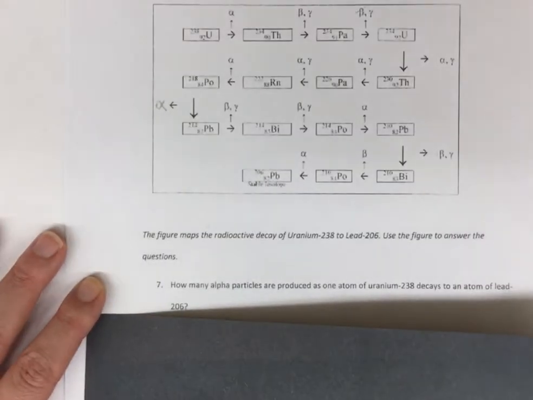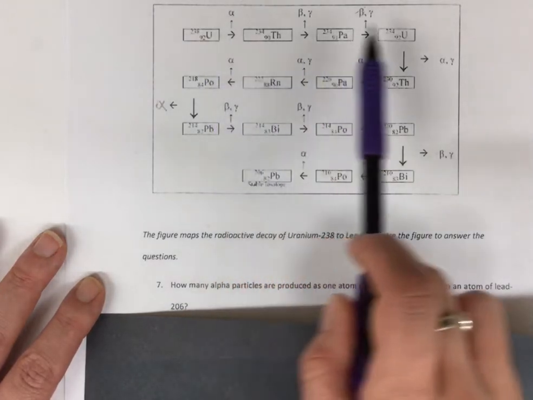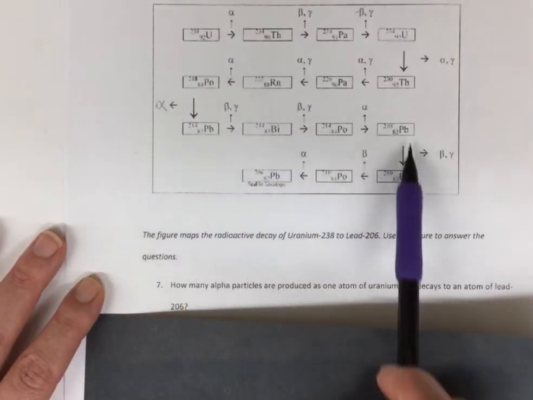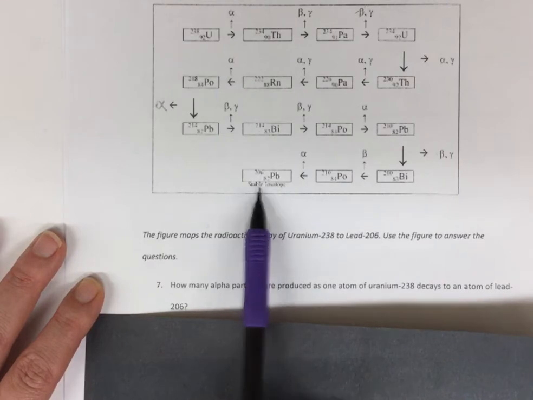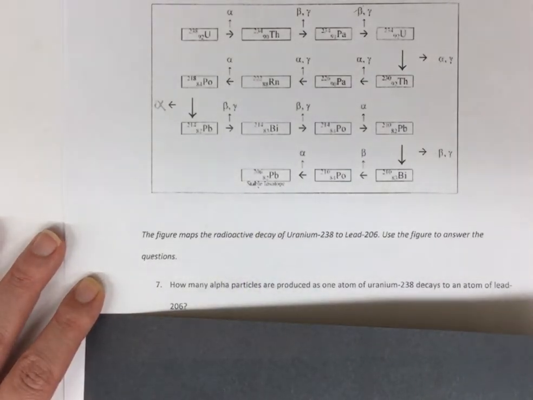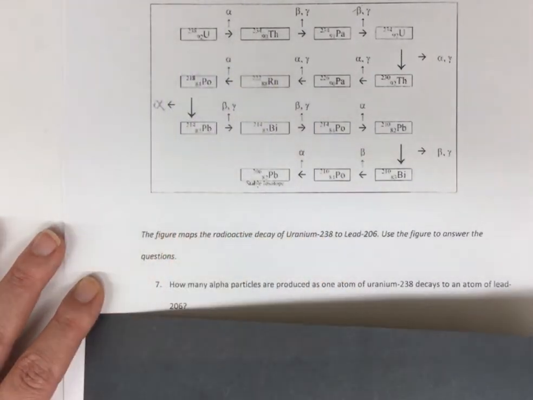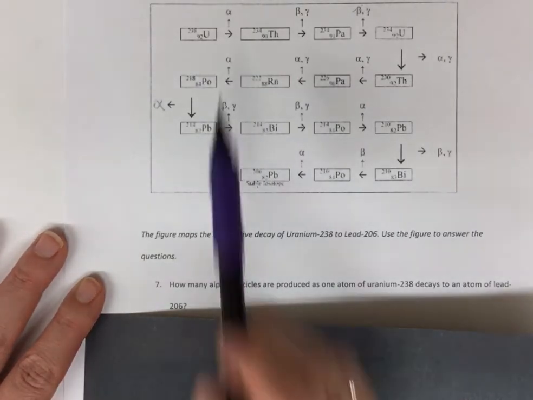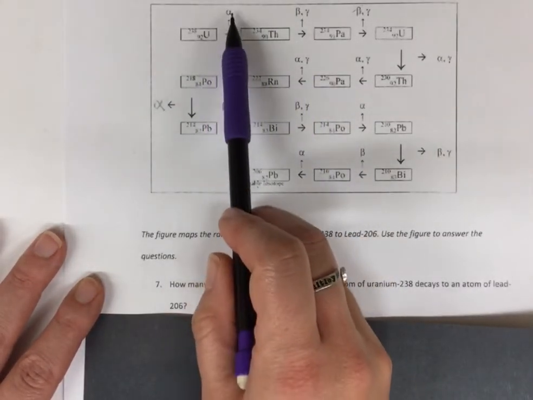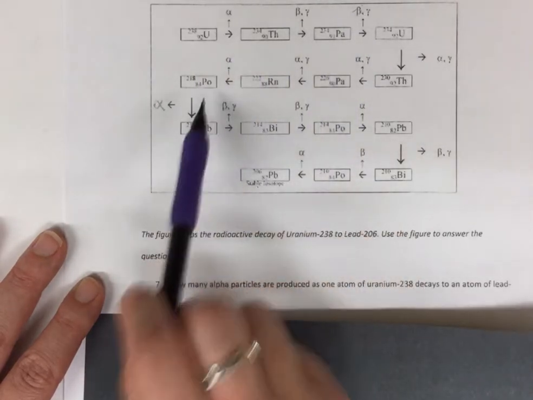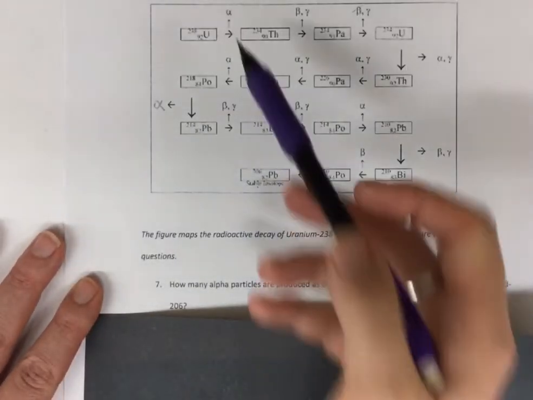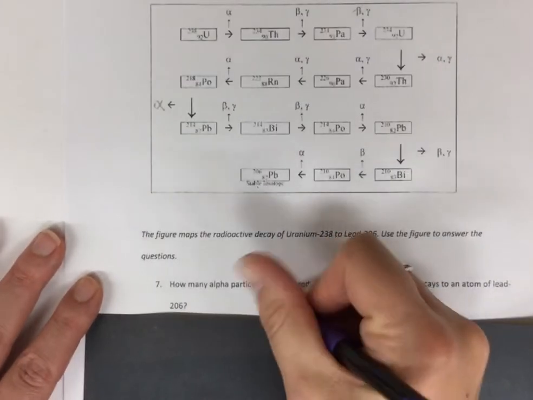Then for number 11, we're supposed to use this figure to answer the questions, and it asks how many alpha particles are produced as one atom of uranium-238 decays to an atom of lead-206. So I can follow the arrows to show me the progression of this occurring. So I end with lead-206 down here. And you could go through and look at your mass numbers to see what type of radiation is happening between each arrow, or just look at the symbols. They're there already. So use what you see. If I count up all of those alpha symbols, I have my answer.